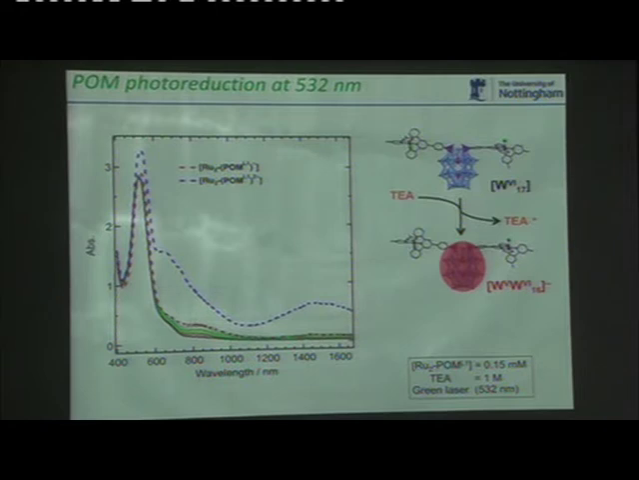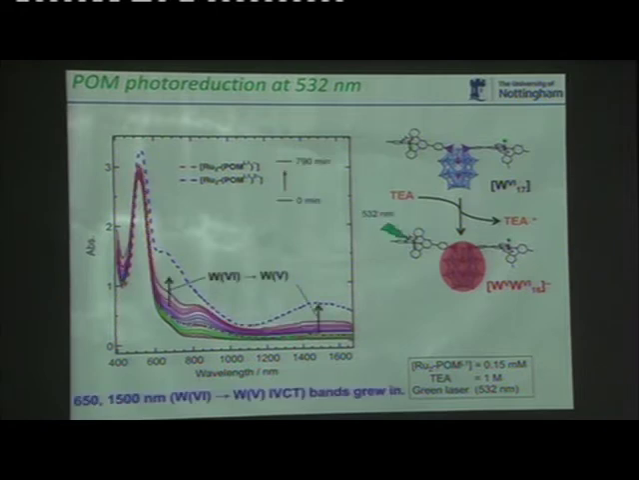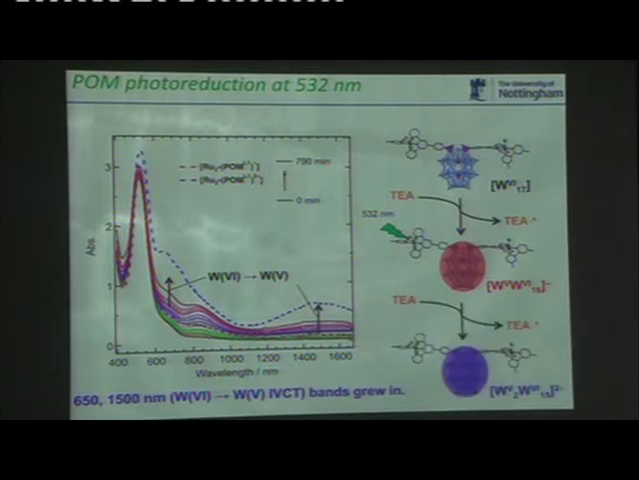We continue to irradiate, and we start to get up towards the second reduction, but we never get there, even after 780 minutes. It's a very, very short-lived process. So we see that we have this kind of synergy going on.